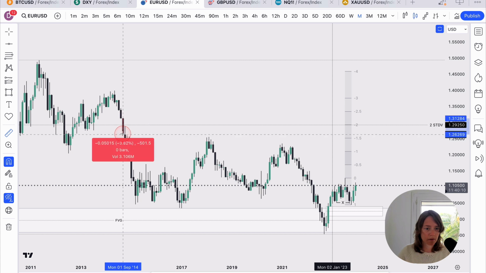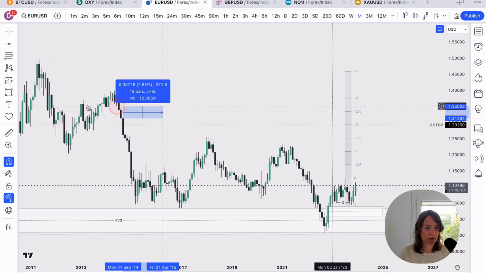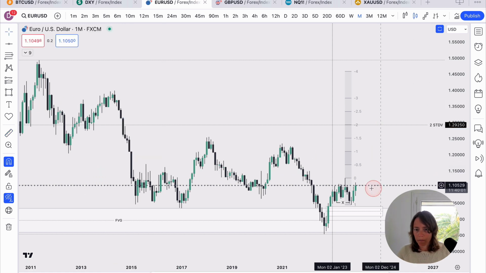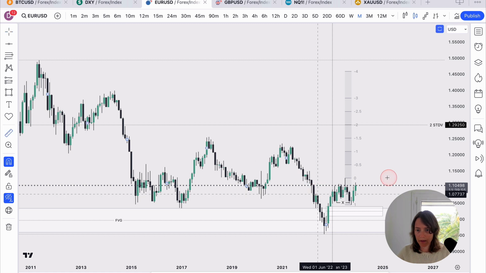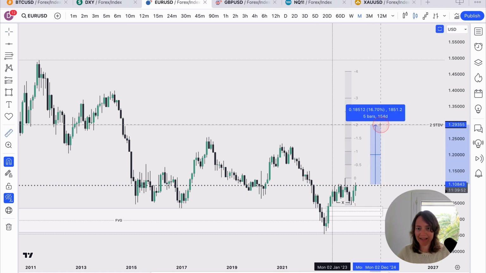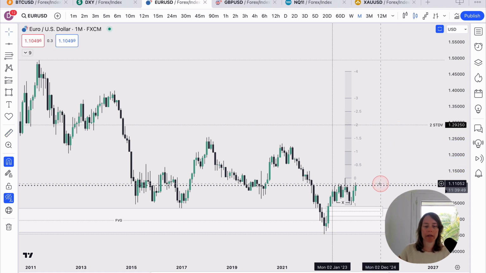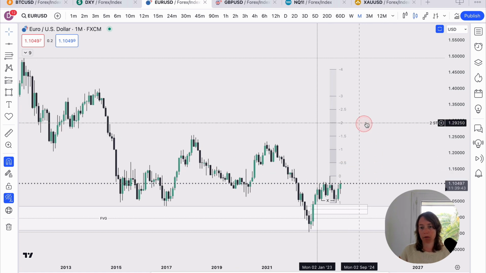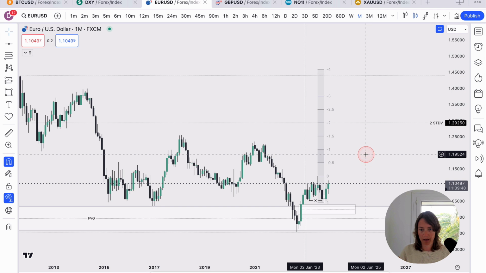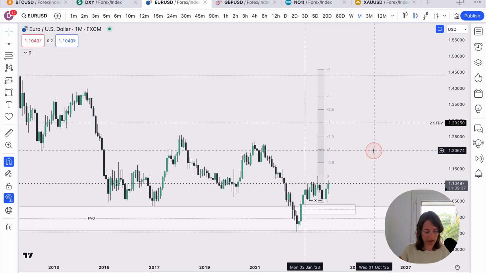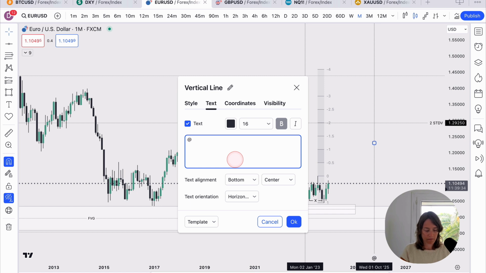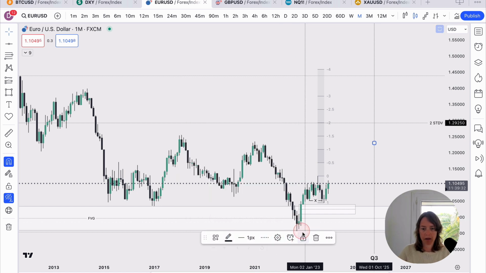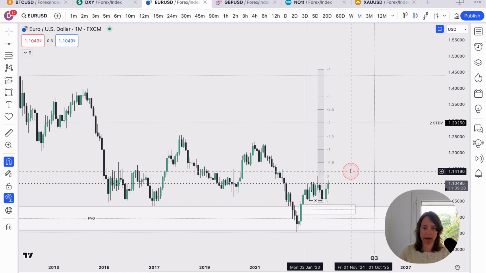So let me see how many pips. 501, 500 pips, 50 pips. So this is a move of 1800. So that will take some time, right? If you look at all these monthly candles, it can very well take until maybe Q3 before we hit this level. So let me see, Q3 is over here. So it could very well take a while before we hit that.